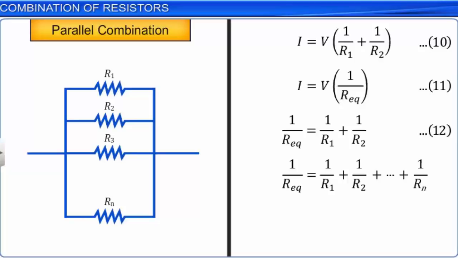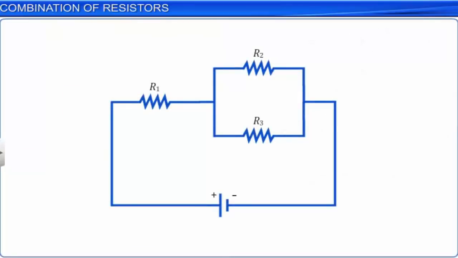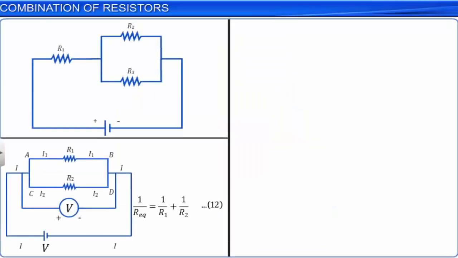Now let us consider a situation where some resistors are connected in series and some resistors are connected in parallel. The equivalent resistance of such a series and parallel combination is obtained as follows. In the circuit, 3 resistors of resistances R1, R2 and R3 respectively are connected in a mixed combination. R2 and R3 are in parallel combination. Their equivalent resistance R23EQ is calculated using equation 12.